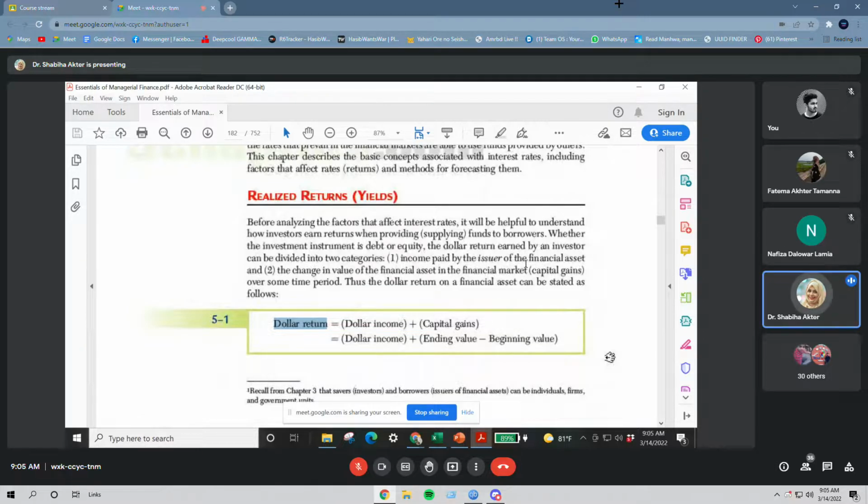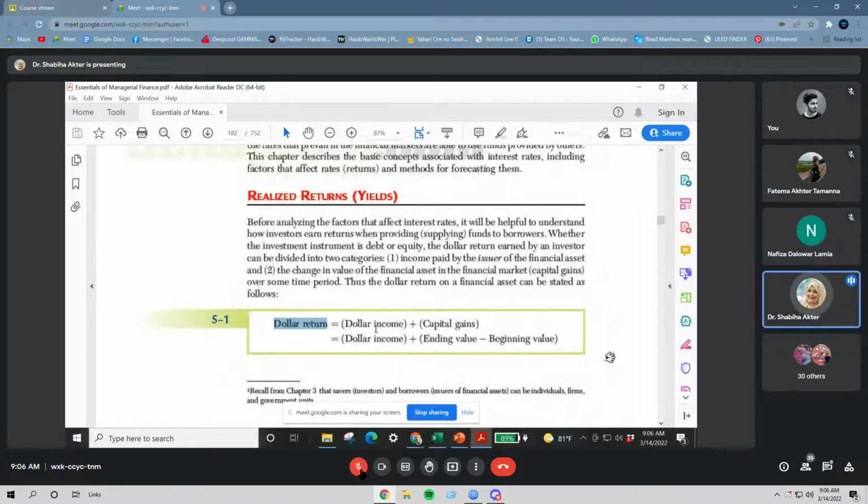Income paid by the issuer of a financial asset means, for example, if we're talking about debt securities, if I am the holder of the debt securities, the corporation needs to pay me the interest. Am I correct? First of all, am I going too fast? If there is any issue like that, please let me know. Sometimes I don't realize, but make sure that you inform me.